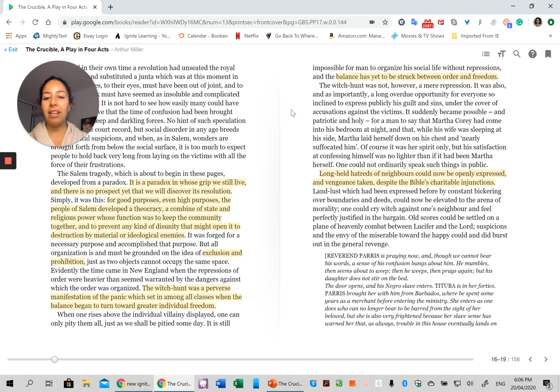Great. So the main thing really is that you get an idea of that paradox, this paradox of human motivations and behavior. And what they've said here is, simply it was this: for good purposes, even high purposes, so that's the unification motivation, the people of Salem developed a theocracy, a combine of state and religious power whose function was to keep the community together and to prevent any kind of disunity that might open it to destruction by material or ideological means. So that's going back again to the fact that they had really good intentions here, but then the actual application of it just wasn't good, right? So there you've got this paradox of exclusion and prohibition coming out.